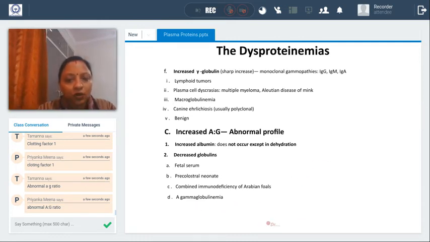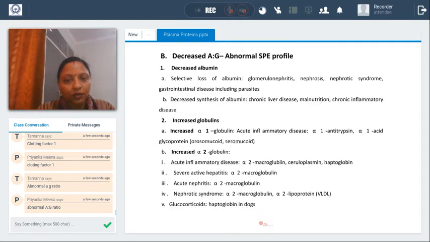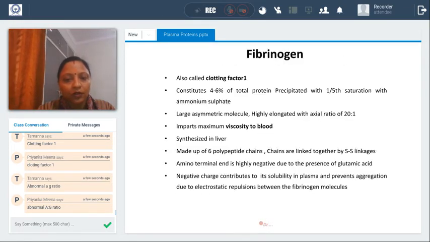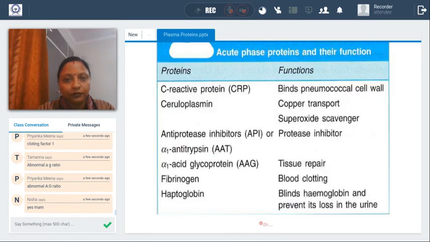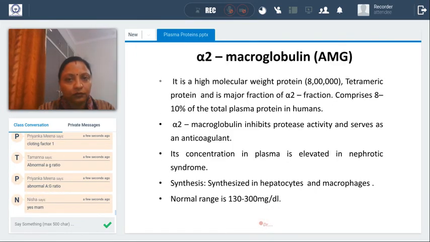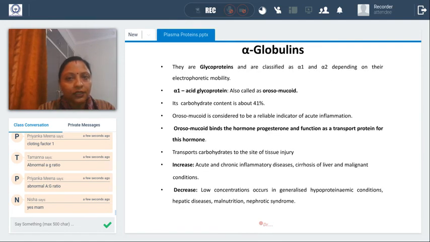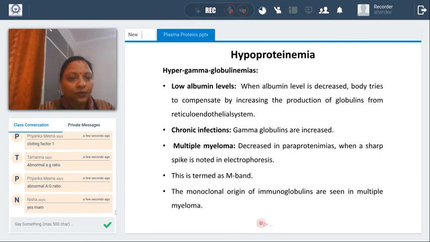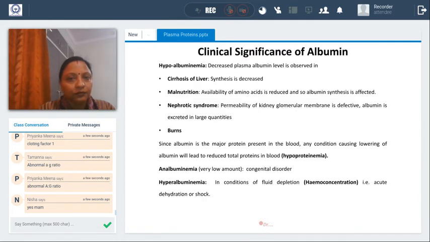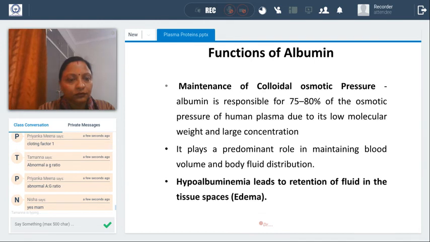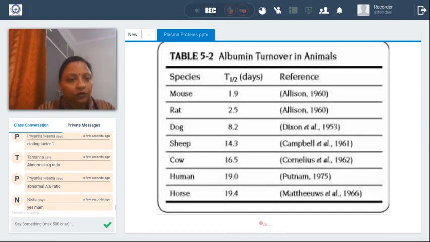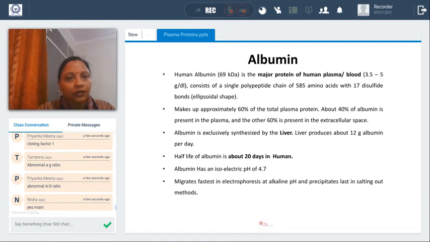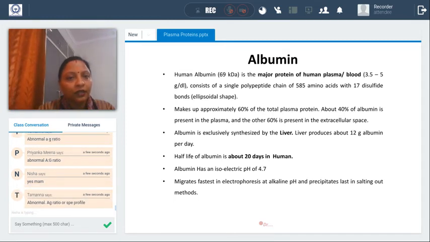So now is it clear to all of you? I will summarize the whole topic of today's class. What is dysproteinemia? Please write in the box. Am I audible to all of you? This topic is very important for your examination in the unit of veterinary analytical biochemistry, unit 3.